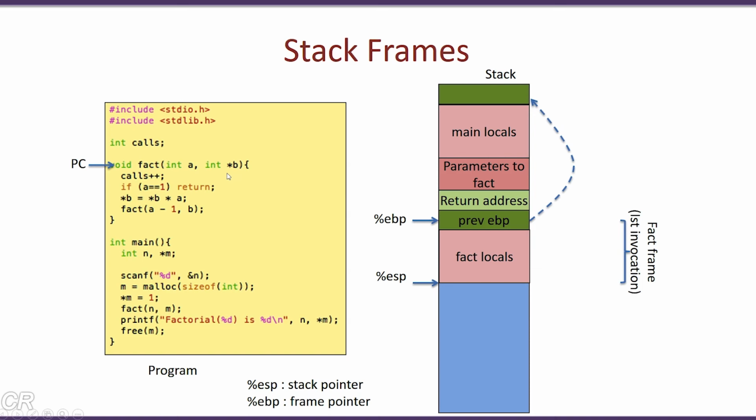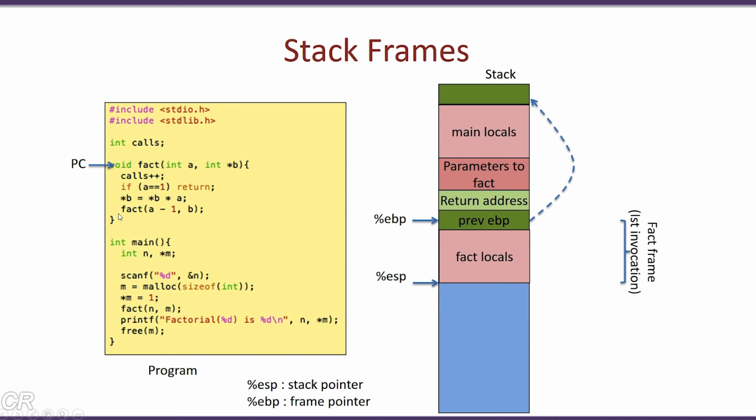The first thing that fact does is to copy the frame pointer, which was previously pointing to this location. So this frame pointer gets copied onto the stack, and then the frame pointer is moved to this location. So now we have a new frame, and this is now the active frame, which we call the stack frame for the fact function. The locals for the fact function are then present on the stack, and these locals are present between the base pointer and the stack pointer.